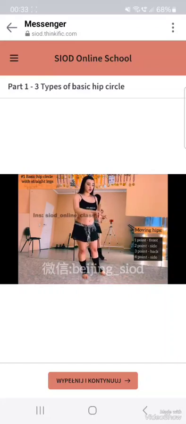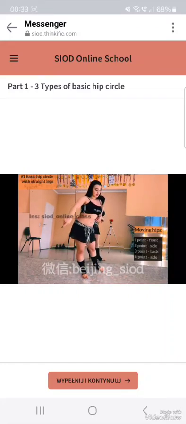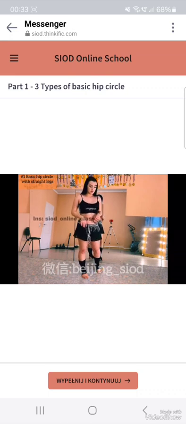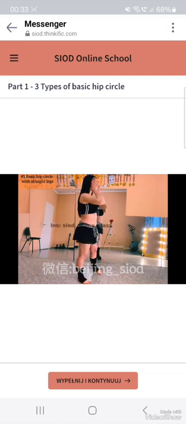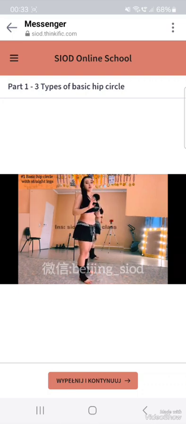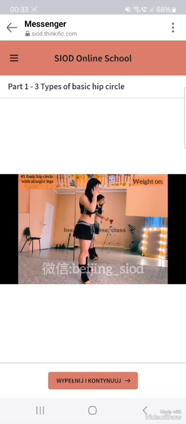When we will collect all points, we will have big circle of hips around ourselves. Imagine if you stand on big paper and big circle is drawn there and you need to repeat all of this circle by your hips. This kind of hip circle, easiest one. I will show it to you now from the side.